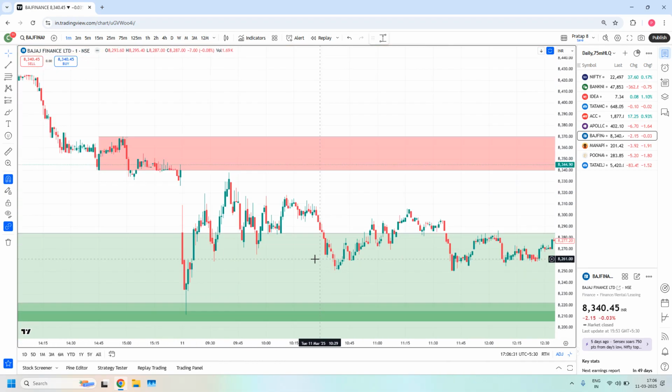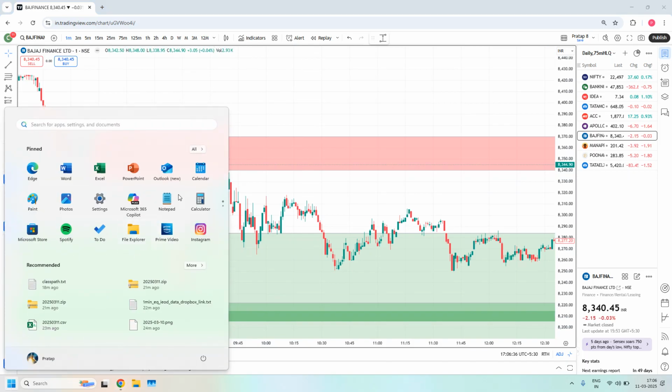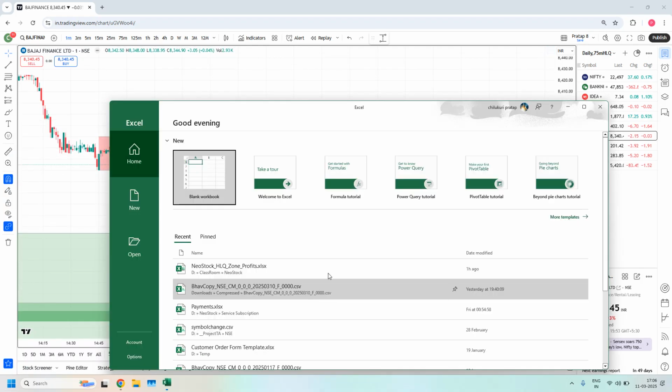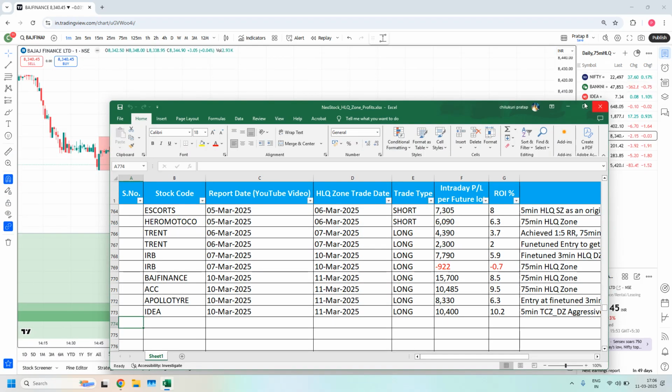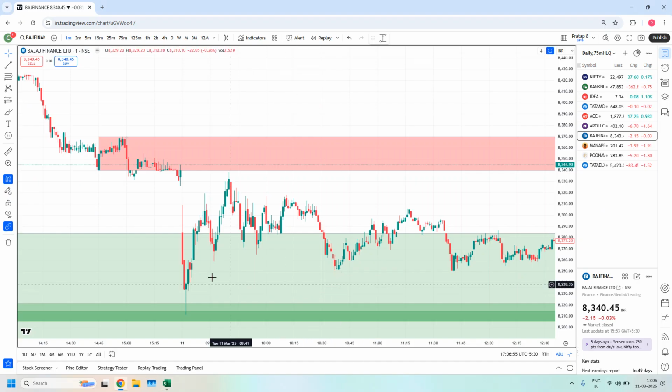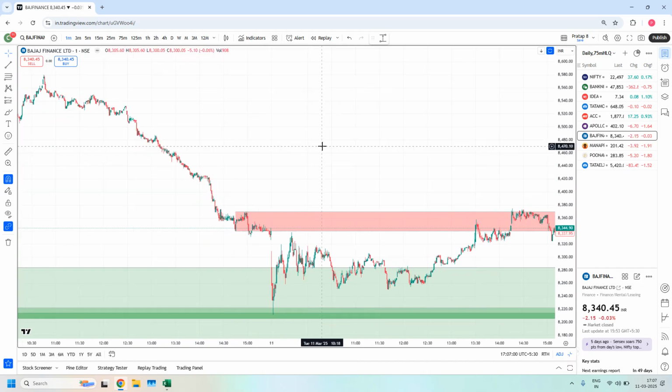So how much profit has Bajaj Finance given? So let's open the Excel sheet. Bajaj Finance has given 15,700 rupees profit, which is 8.5% ROI as per one futures margin cost. In just 30 minutes, our trade is completed. So this is Bajaj Finance.